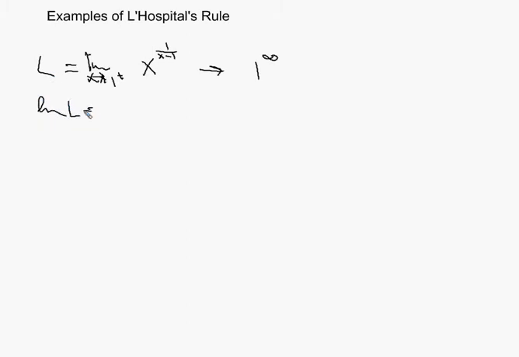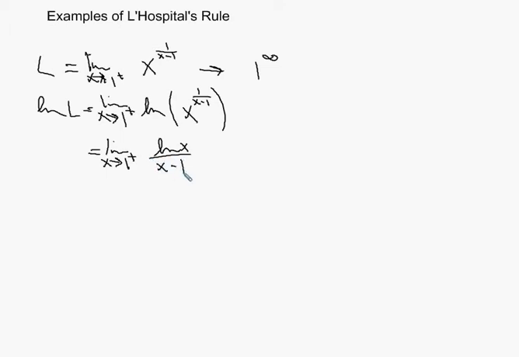So now we have ln of L equals the limit as x approaches 1 from the right of ln, and actually, I'm going to do my cursive L, ln of x to the 1 over x minus 1. Okay? Having the natural log of that thing allows me to take the exponent down and put it in front. So I'm going to have 1 over x minus 1 times ln of x. Well, I'm just going to put the ln of x here, and instead of multiplying by 1 over x minus 1, I'm just going to divide by x minus 1.